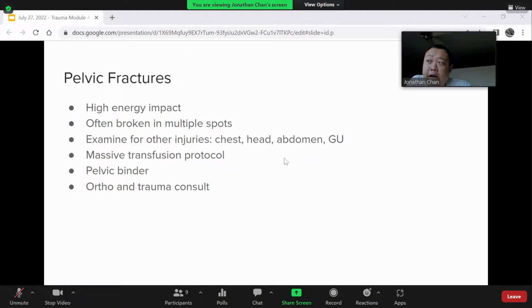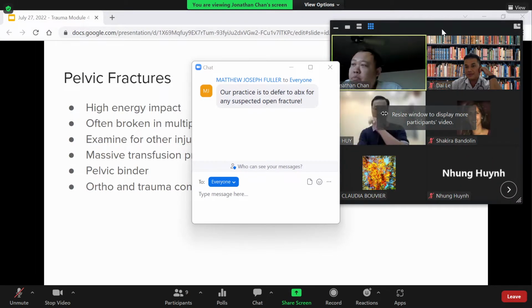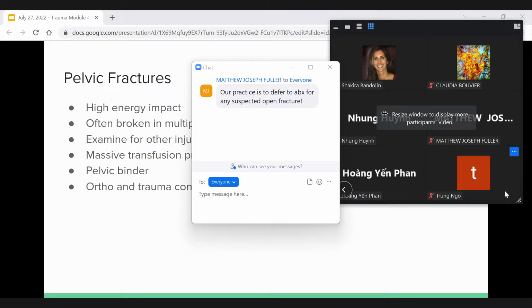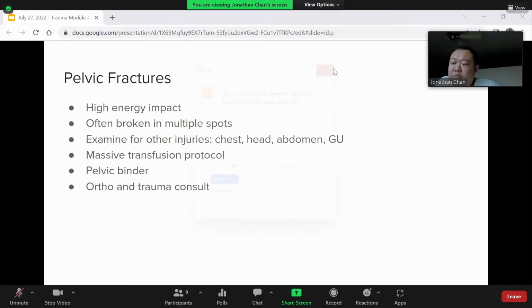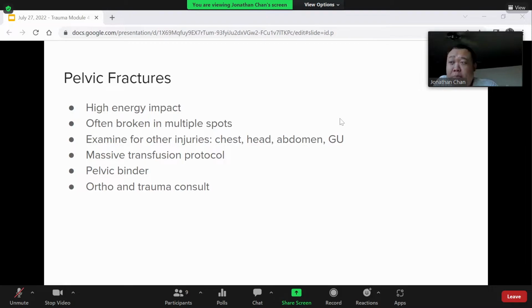It requires a really high energy impact in order to get the pelvis broken. It's often broken in multiple spots. At least in medical school, it's described like a pretzel. Usually if it's broken in one part of the pelvis, there's going to be another fracture somewhere else, just because of the ring here. It's hard to break just one part of it.